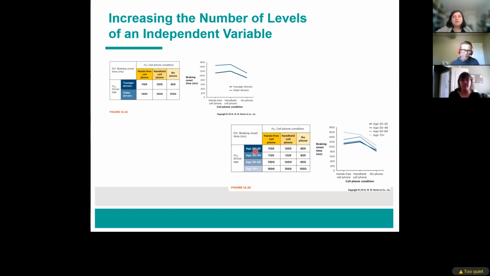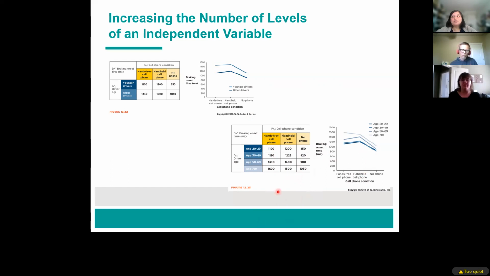But here, let's say we wanted to look at different age groups: 20 to 29, 30 to 49, 50 to 69, and 70 plus. It would give us richer data to see whether there's an interaction between age and cell phone condition on braking onset. But as you can see, you require a lot more data points. Let's say that you required 50 per cell. So now you have 12 cells times 50, you need 600 people in this study now.